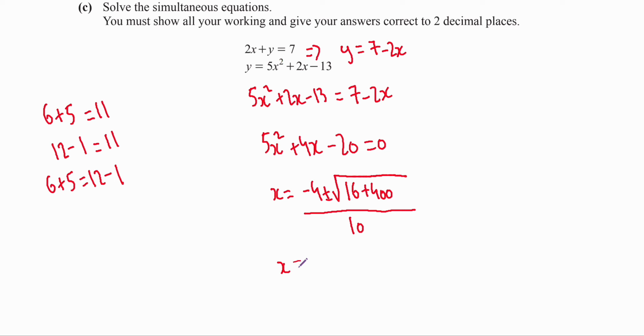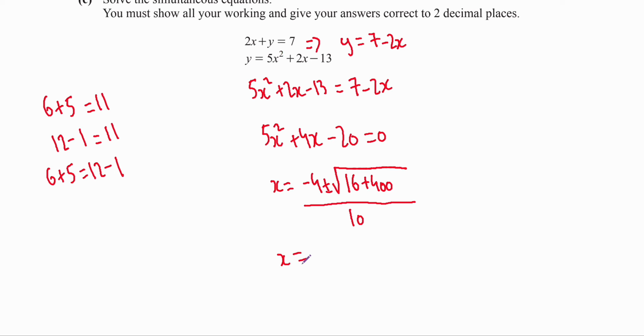So you get x is equal to, well, let's take my calculator out. So you have the square root of 416 minus 4, divided by 10. So you have 1.639. So you're left with 1.64 because of 2 decimal places. And you have x is equal to minus 4 minus the answer, divided by 10. Negative 2.4396, which is negative 2.44. Okay, you have two values for x.